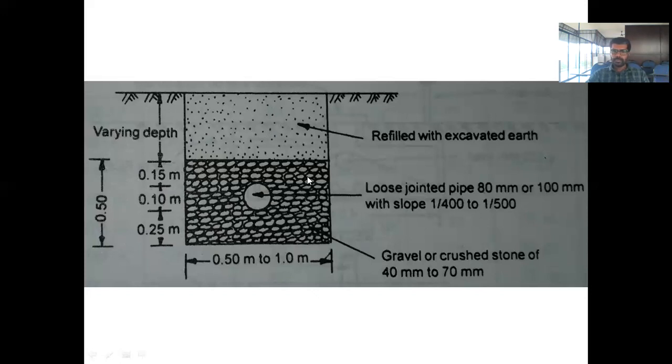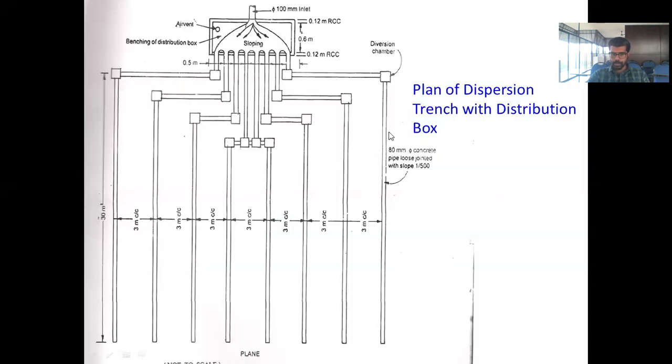Okay. This is the ground level. And this is the main pipe. This is the main pipe in the sense this is the dispersion pipe. Normally the length will be 30 meter. The pipe diameter will be 80 or 100. The difference will be 3 meter.